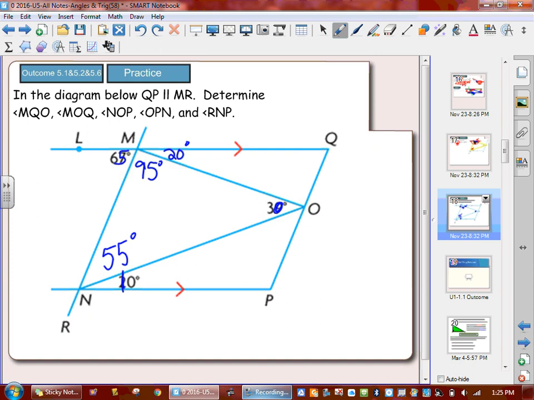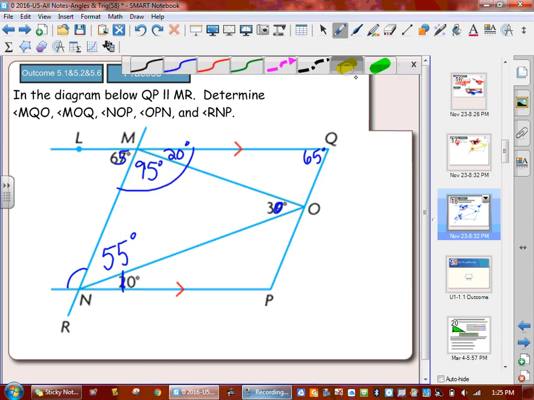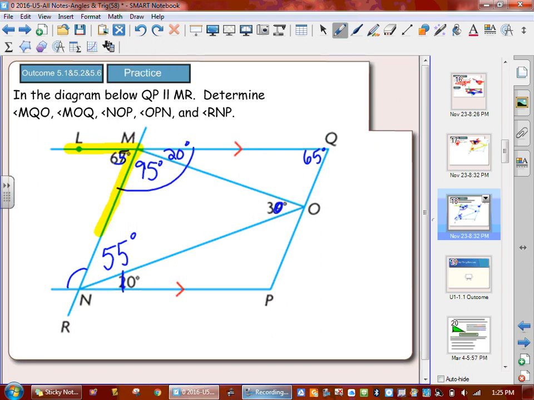Now, this part right here is going to match this part right here. That's what I wanted to show you, and it's because of the Z and the alternates. So we know that the inside alternates for Z, this part's going to be the same as this part. But then the outside alternates are going to be the same as well. That means this part here, the 95 and 20, that's going to be 115. And that's going to be the 115 here.